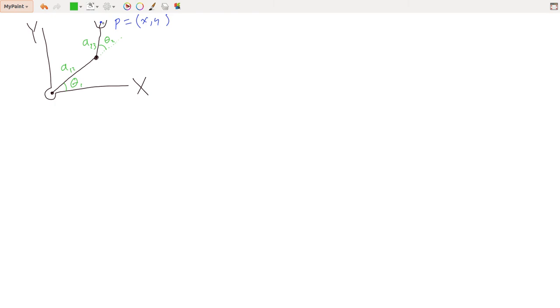And now when we talk about the position of the end effector, we also talk about its orientation. So that's the angle that that link makes with the x-axis, and that's referred to as gamma. So the position of this manipulator's end effector is given by the point P, which has x-y components, and then the angle gamma. And that fully describes the position and orientation of this end effector in the plane.